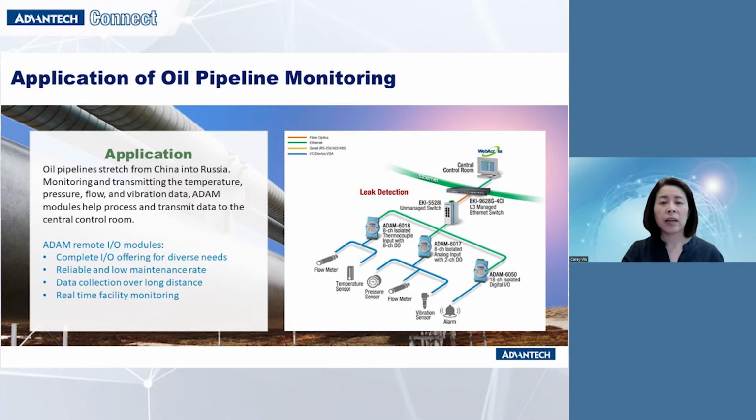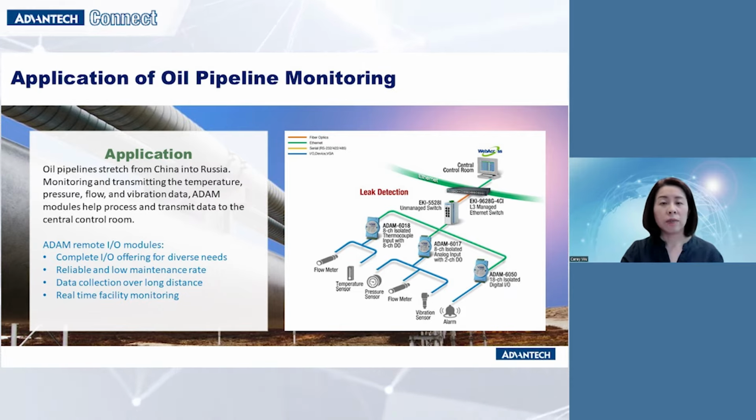This diagram shows Atom remote I/O module application in oil pipeline monitoring. Oil pipelines from China to Russia run over thousands of miles. It is difficult to collect data over long distance. However, Atom remote I/O modules help to process and transmit data of temperature, pressure, flow, or vibration to the central control room miles away. So for example, Atom 618 is a temperature data acquisition module for 8 thermocouple input channels.